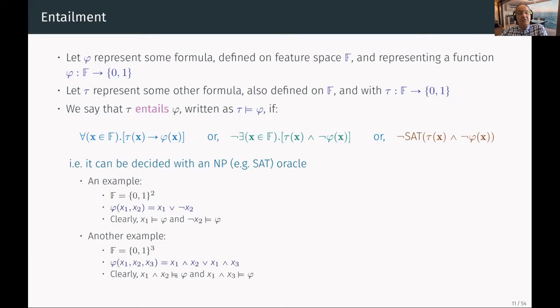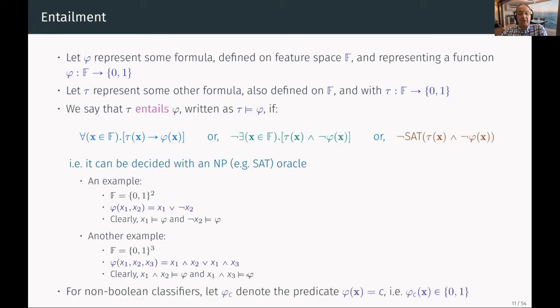So x1 and x2 certainly entails. Whenever x1 and x2 is true, then for sure the function is going to be true, and x1 and x3 also entails the function. Okay. If for some reason we have non-Boolean classifiers, and of course in machine learning most often we have non-Boolean classifiers, this is not a problem.